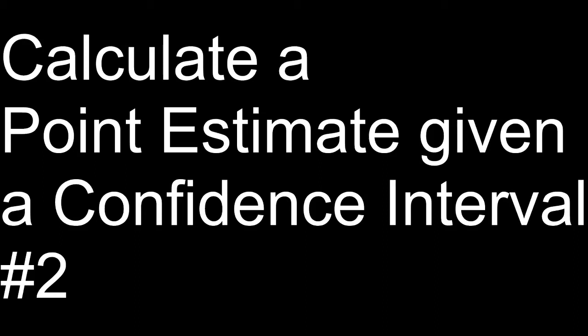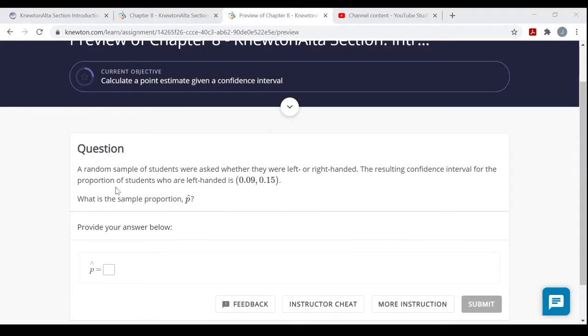This video is on the objective: calculate a point estimate given a confidence interval. And this is the second question from your Newton-Alta homework that I'm doing regarding this objective. Alright, so here it is. Again, if you're unfamiliar with the material, want to see what they have to say about it, click on more instruction and look over their material, what they're talking about, how they're teaching you how to do these things.